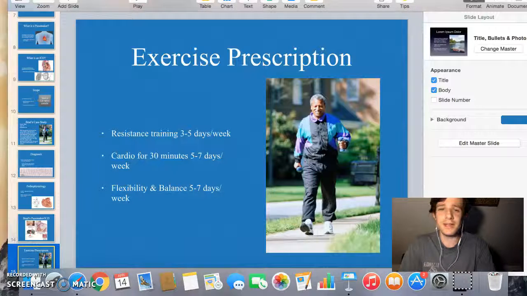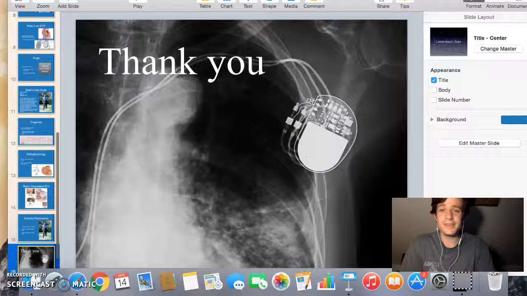So for flexibility and balance, it should be 20 to 30 minutes, 5 to 7 days a week. And this is because he's getting older. He should really take his balance into concern. And that's it.